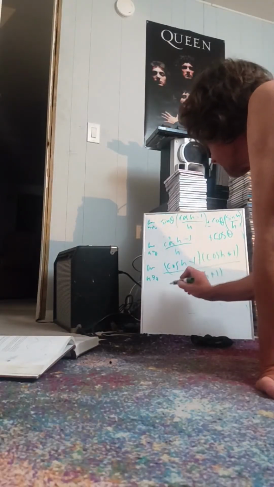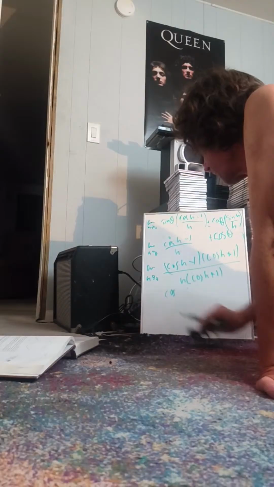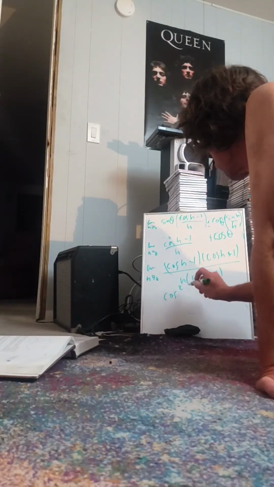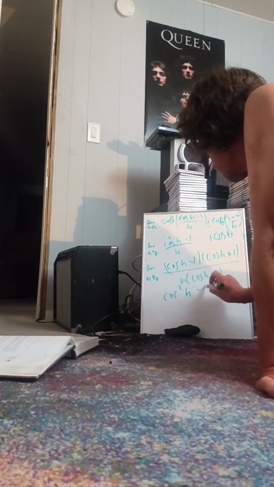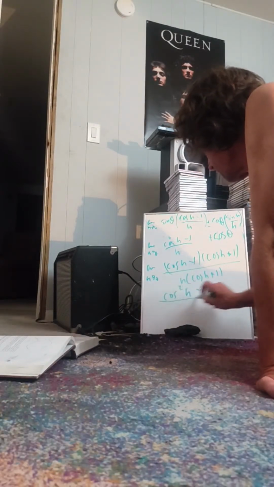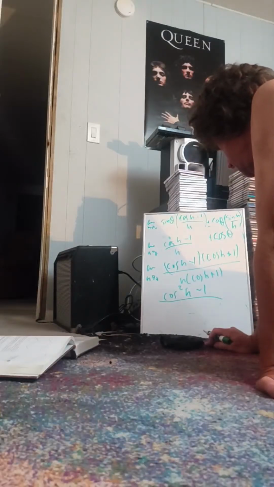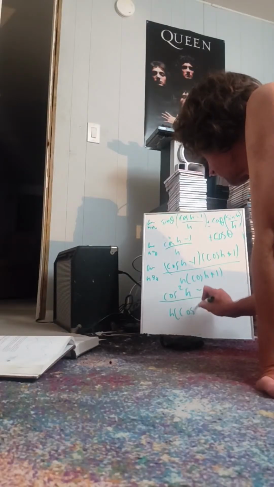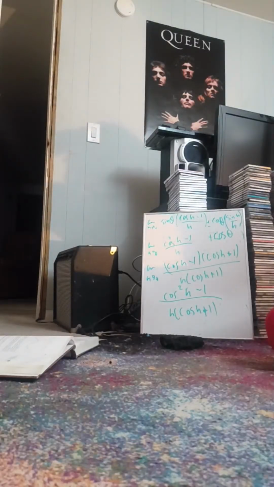This top part becomes cosine squared h minus 1. Bottom part becomes h times cosine h plus 1.